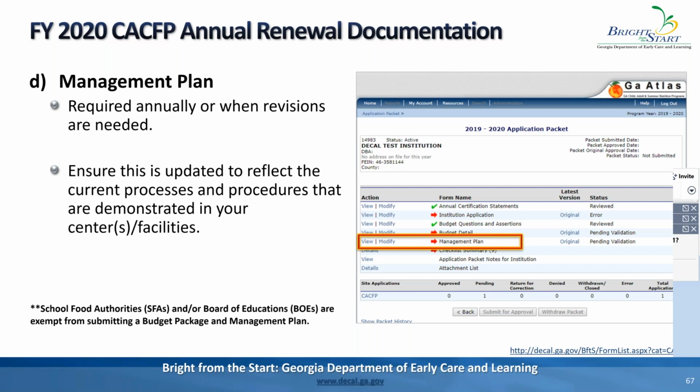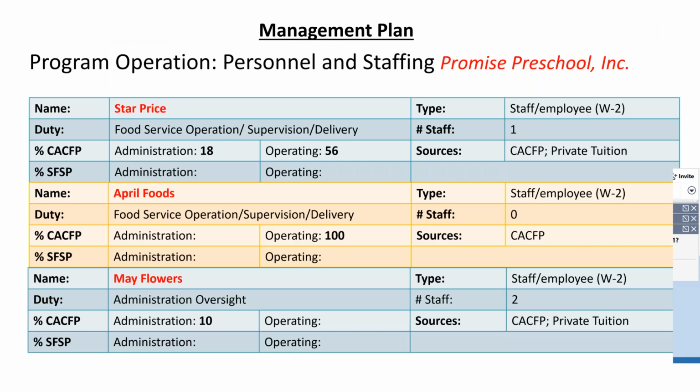Okay, let's take a brief look at one section of the management plan, the personnel and staffing section, which should be consistent with the budget detail sections of Georgia Atlas, which we will discuss next, okay? There are 3 staff employees. So please ensure that the number is consistent with the number of staff indicated in question 10 of the budget questions and assertions. The first employee name is Star Price, who works both administrative and operating duties.